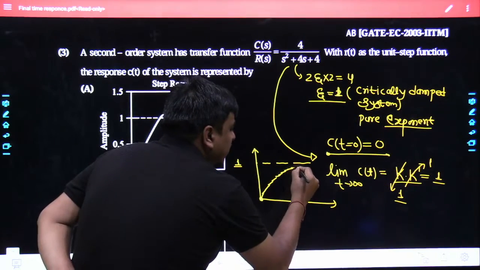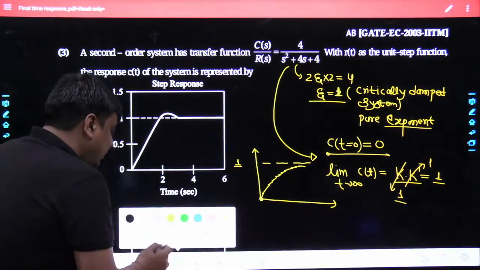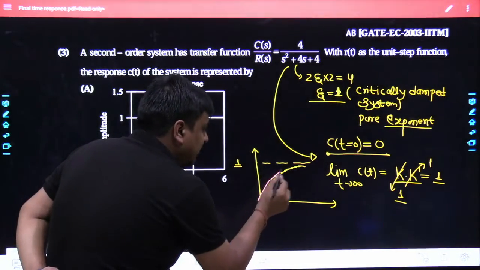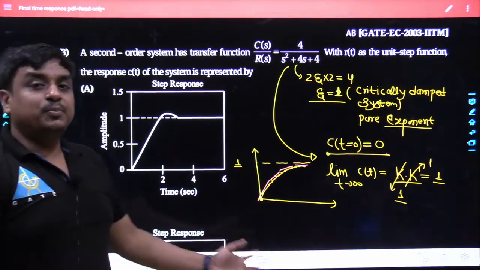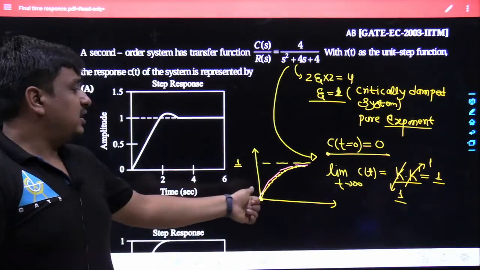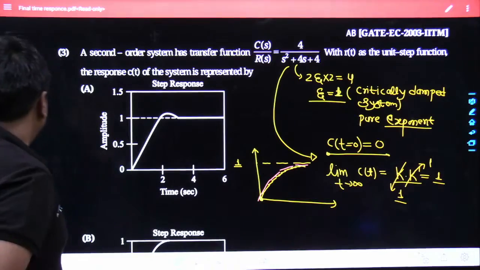What does it mean by pure exponential? Could you figure it out or not? Its slope would be continuously decreasing. Here the slope was higher, here the slope is lesser, here the slope is even lesser, and here it is lesser still. That is why it is a pure exponential in nature. So you can say that would be your best answer. So tell me, what is going to be the best answer?